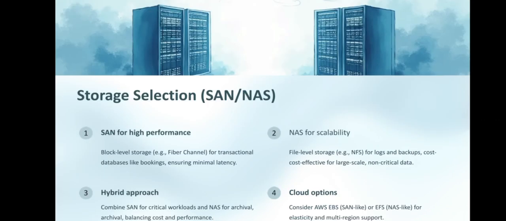Next, for storage, we use SAN, storage area network, for fast access to critical data like bookings. NAS, network attached storage, is used for storing backups and logs. It's cheaper and great for large amounts of data. A hybrid approach is often used, combining both SAN and NAS to balance cost and performance. In cloud services, AWS EBS and EFS offer these features with high flexibility.